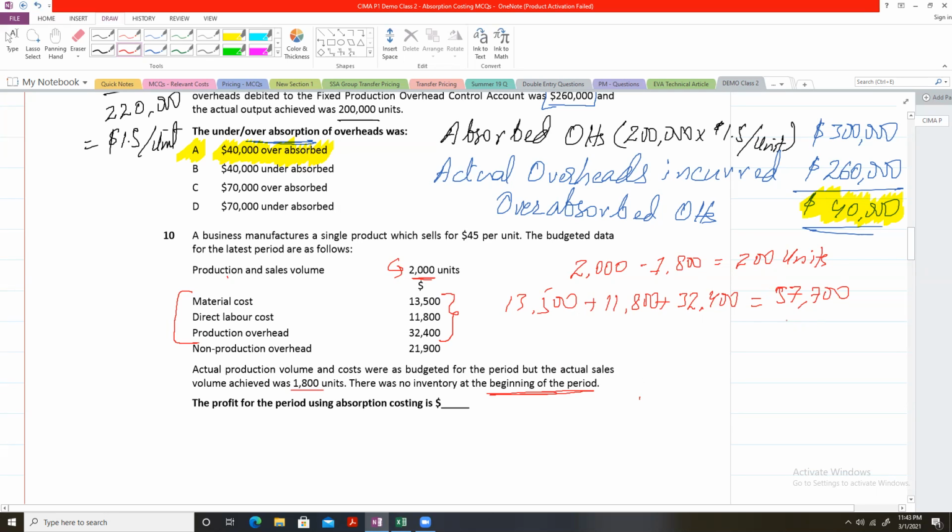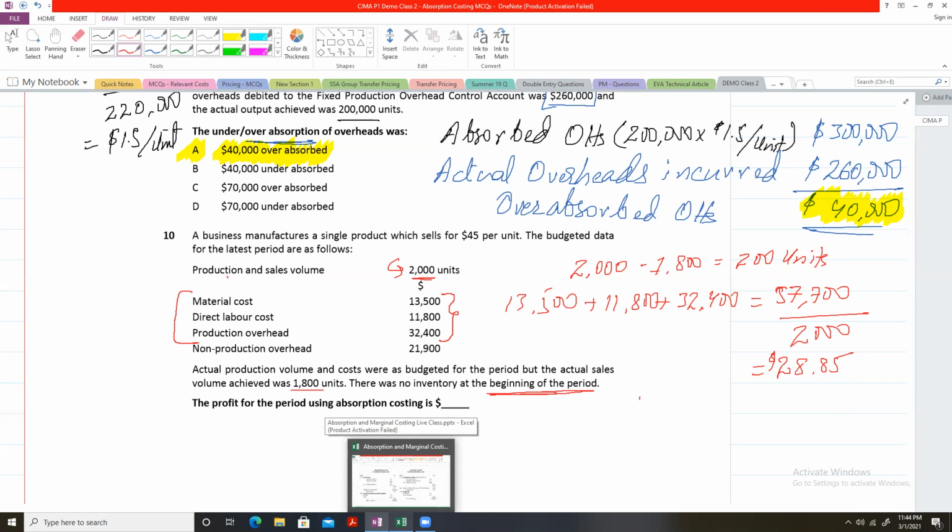And how many units were produced? 2000 units were produced. Divide this big figure by 2000 to get a unit value for inventory. Divided by 2000, each unit of inventory should be valued at $28.85. Okay, then. So now let's prepare an income statement.